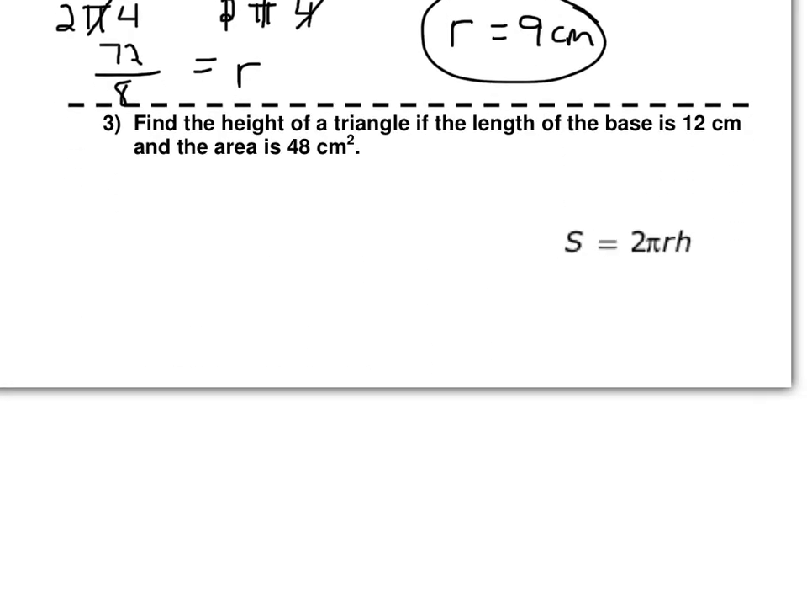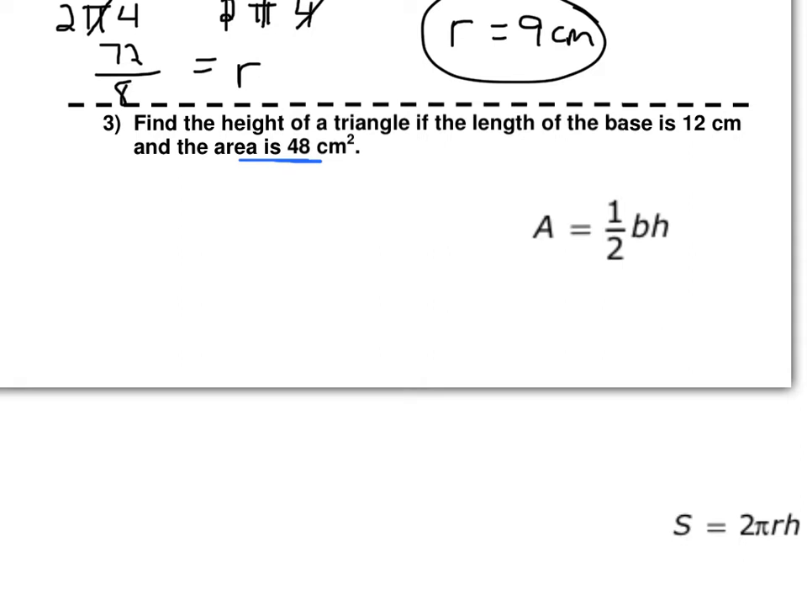Number 3 says find the height of a triangle if the length of the base is 12 centimeters and the area is 48. So what formula would we use? Well, it's a triangle, and it says the area is 48 centimeters. So that means we're going to use the area of a triangle formula. The area formula of a triangle is right here. So all we're going to do is plug in the information that we have.